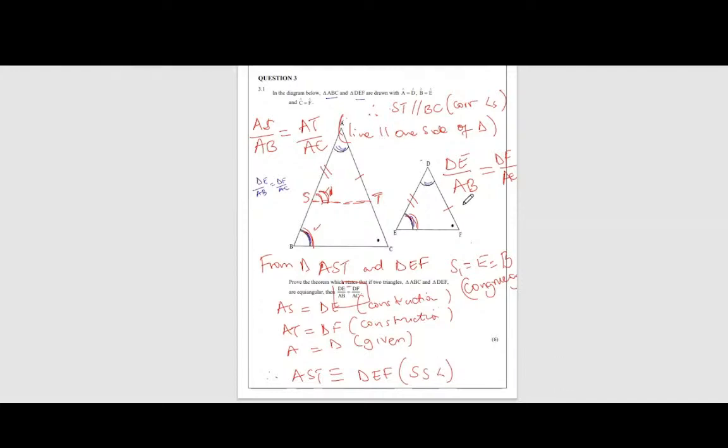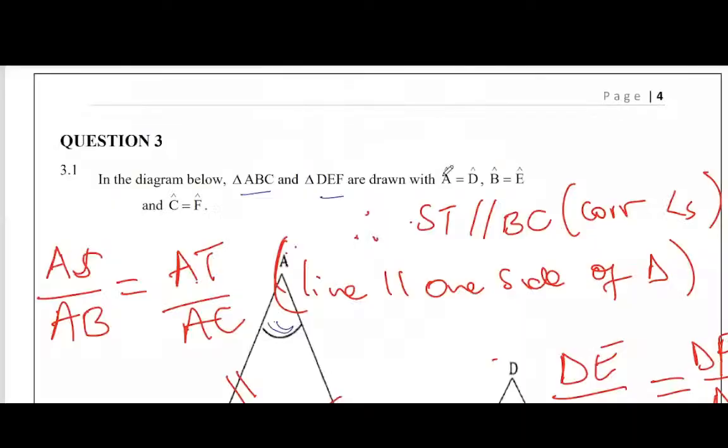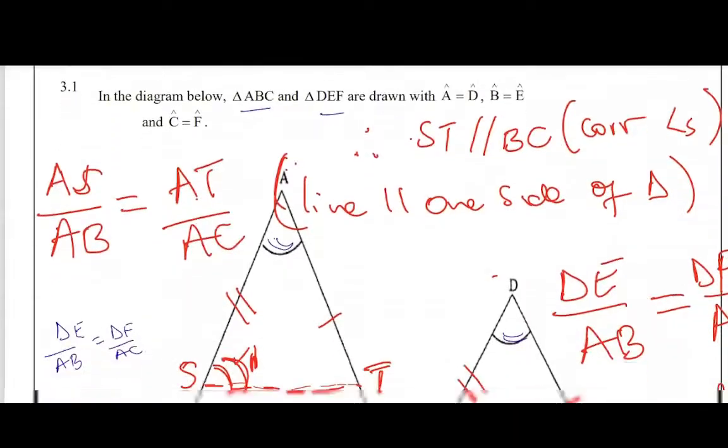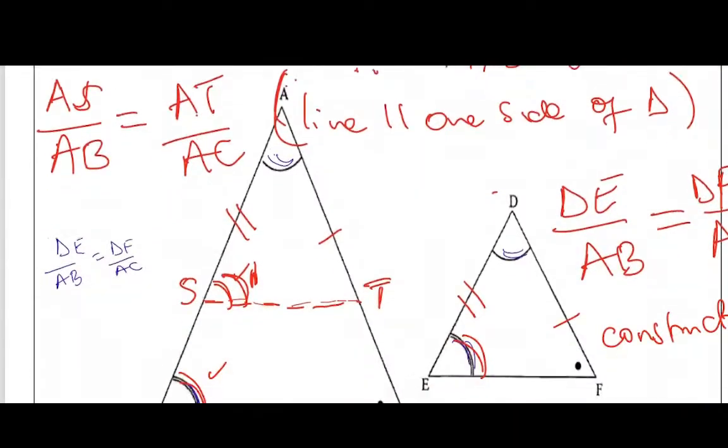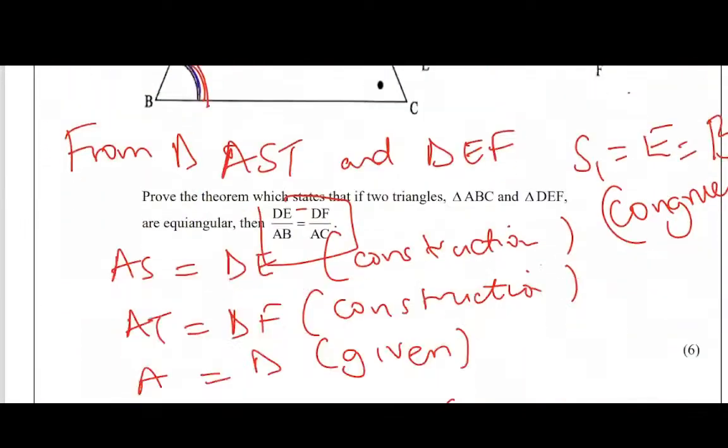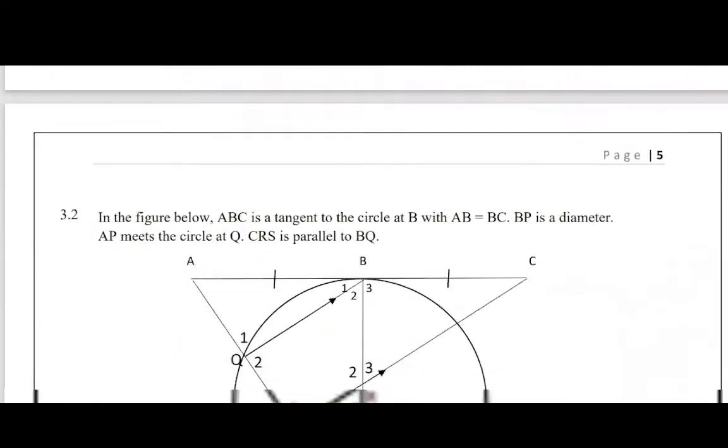The reason for the last part could be construction. We did the construction and then we proved that. So that is question number 3.1. Then question 3.2.